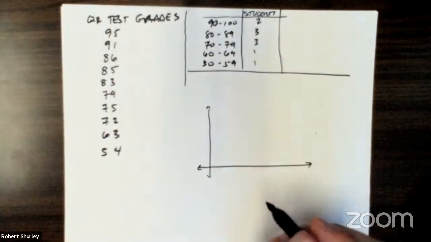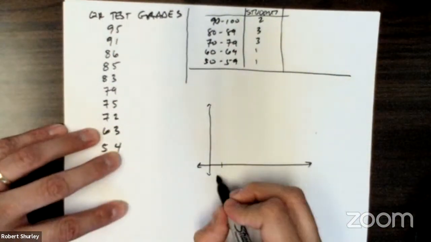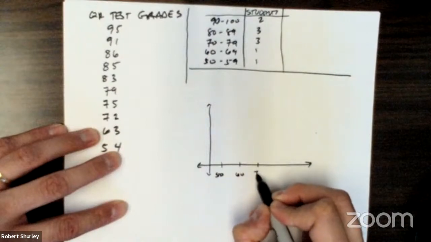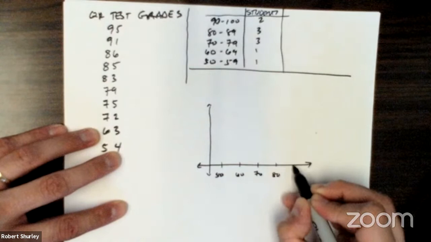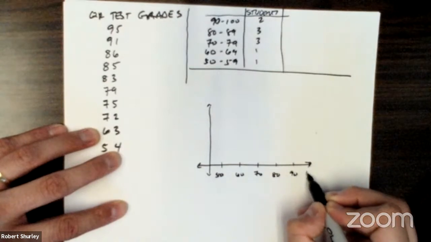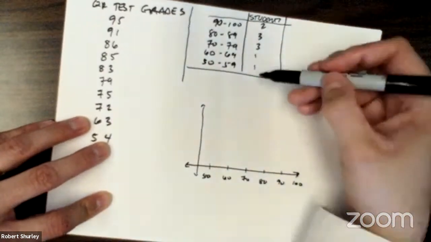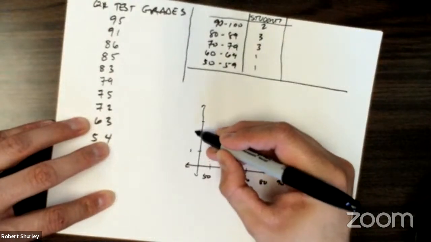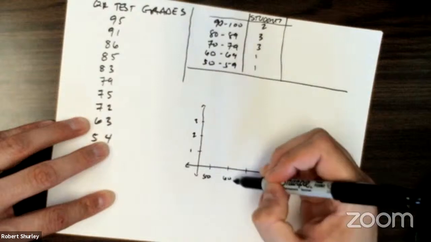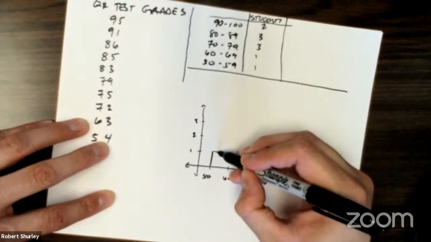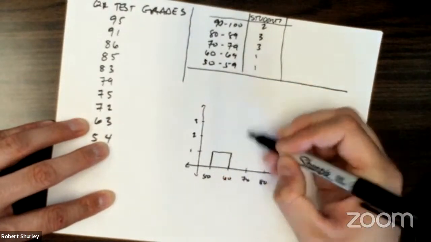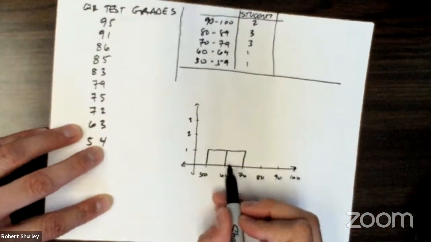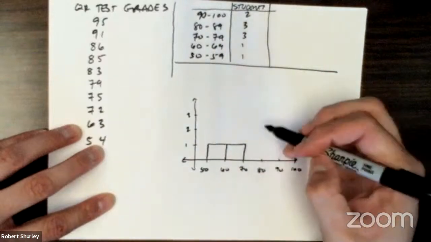So let's do low to high. We're going to start at 50. We'll do 60, 70, 80, 90. Then we only go up to 3 students, so we're going to be a little lazy here and just do 1, 2, 3. Well, 50 to 60, I've only got 1 student in there, right? 60 to 70, I've only got 1 student. But notice the bars touch. And that's the difference between a histogram and a bar graph.